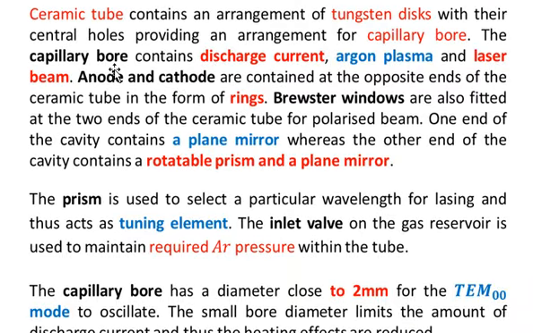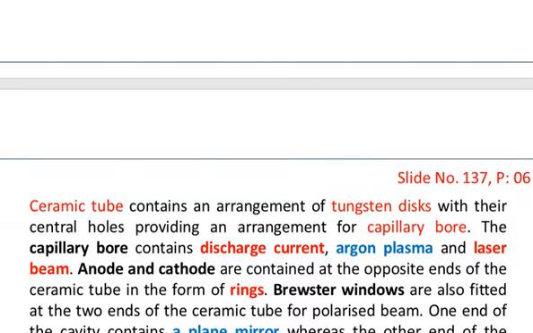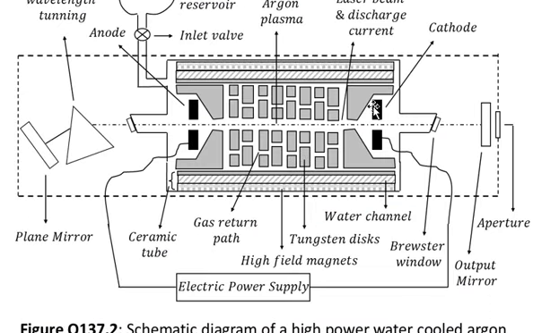The capillary bore contains the discharge current, argon plasma, and laser beam. The anode and cathode are contained at the opposite ends of the ceramic tube in the form of rings. So these anode and cathode are in the form of rings, which we cannot draw in two-dimensional geometry, and the anodes are also in the form of rings, located on the ends of this structure.